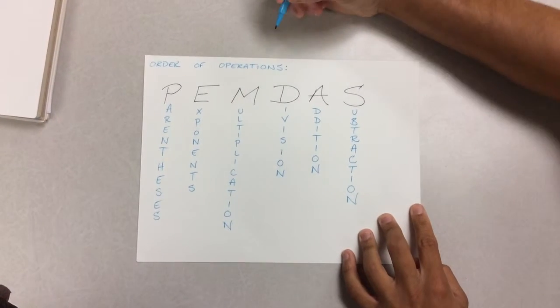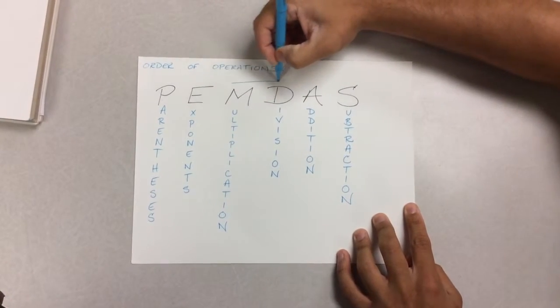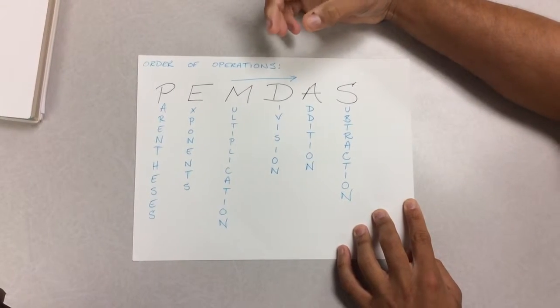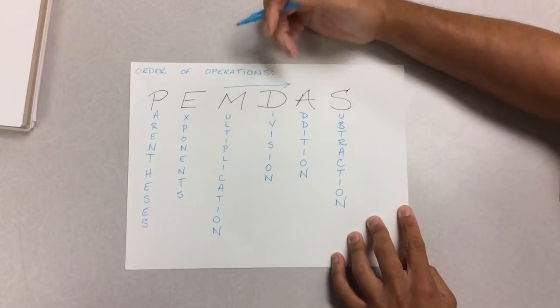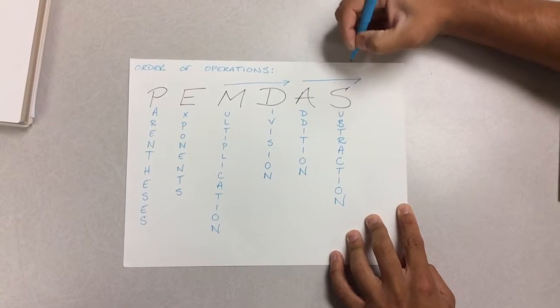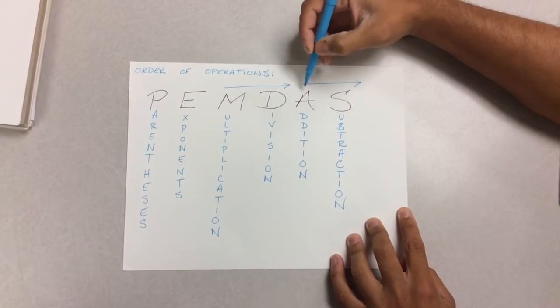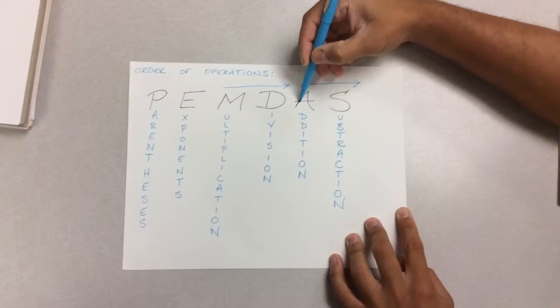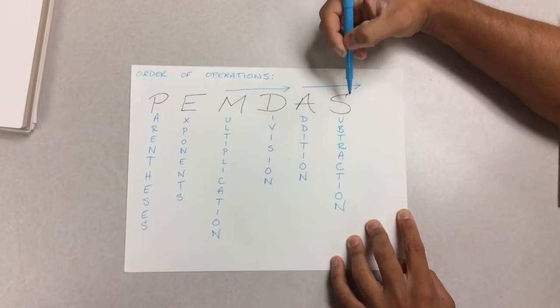However, one caveat is that this multiplication and division can be one step that we go from left to right. Same with addition and subtraction. We do addition and subtraction together from left to right, not necessarily addition first and then subtraction problems.